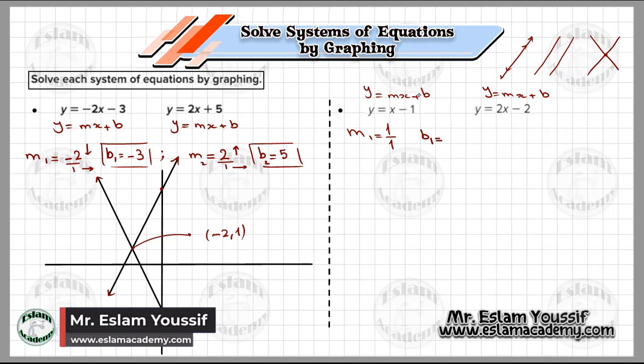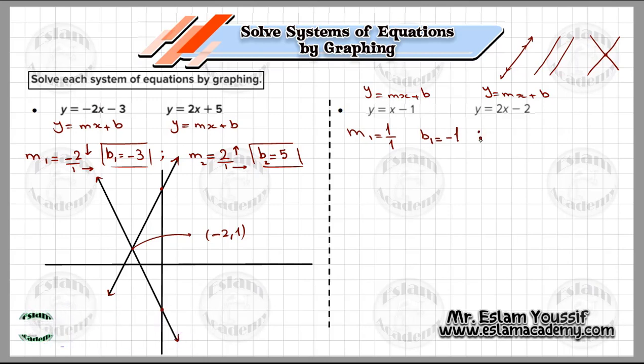Y-intercept. You will find that the y-intercept, which is the number, will be -1. Now we need to find the second slope. You will find that m2 is equal to the coefficient of x, which equals 2. As we said, we will write the slope as a fraction, so it will be 2/1. Now we need to find the y-intercept. You will find that the y-intercept is equal to -2.